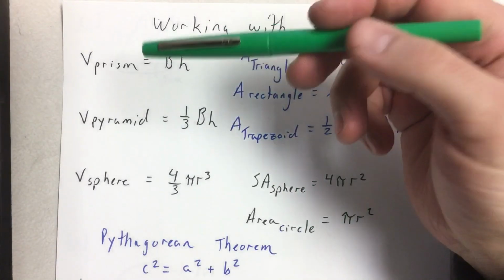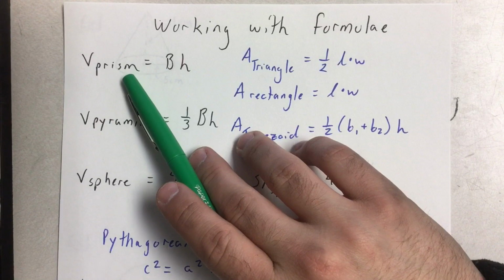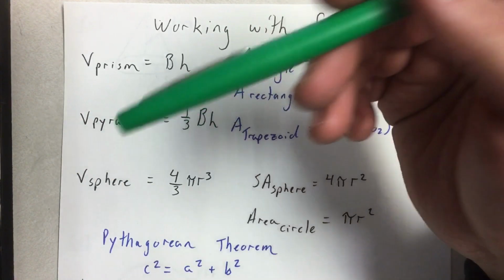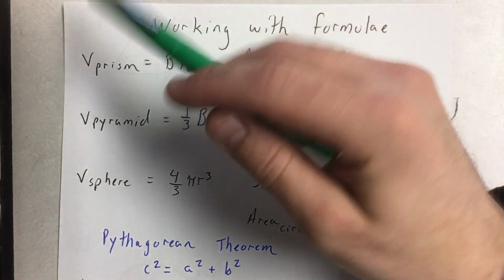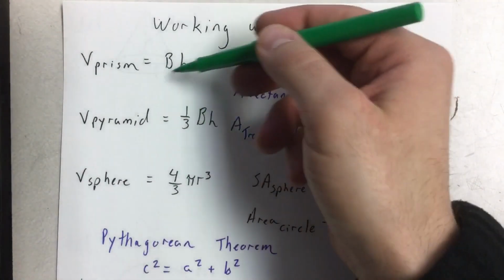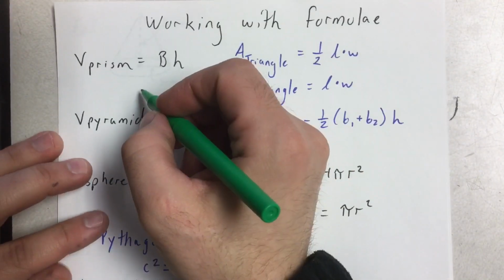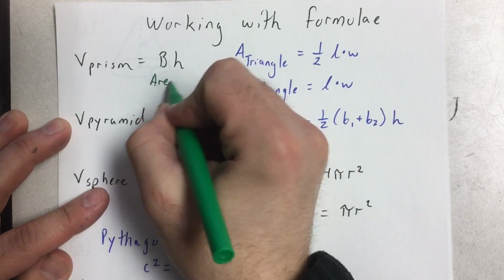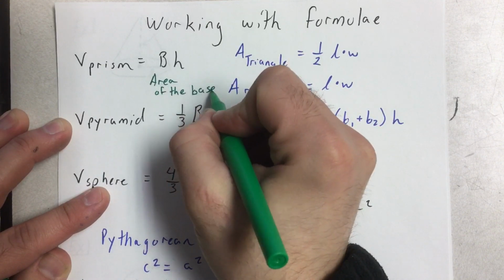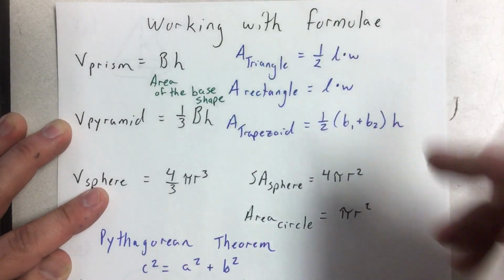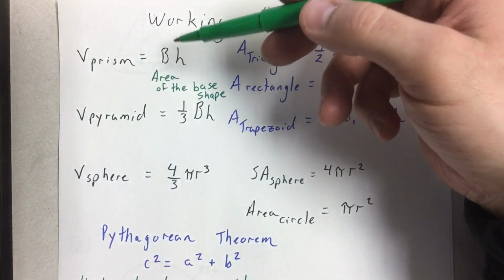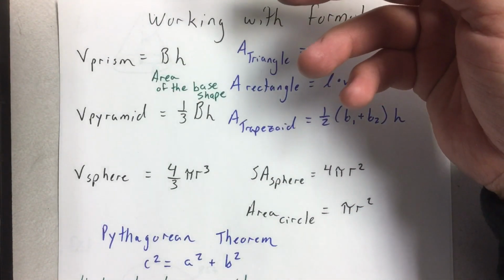What defines a prism, just so we're aware of this: a prism is any solid where the majority of the faces are rectangles. And then you'll have two bases, one on the top, one on the bottom. Within the formulas, capital B refers to the area of the base shape. And H does in fact represent the height of the figure. Height, in this sense, is the distance from one base to the other.